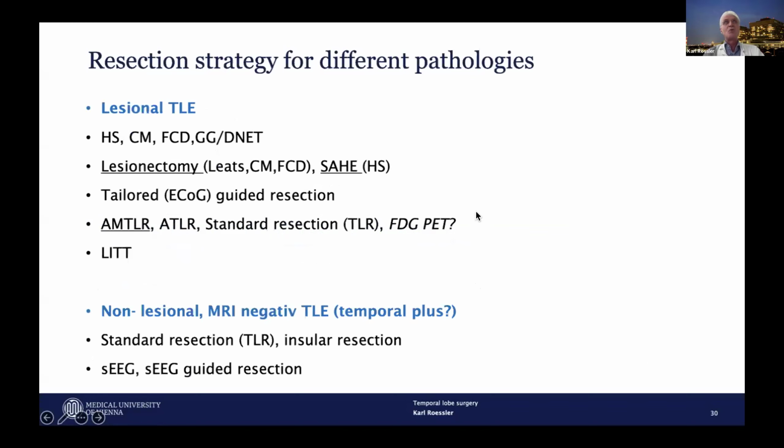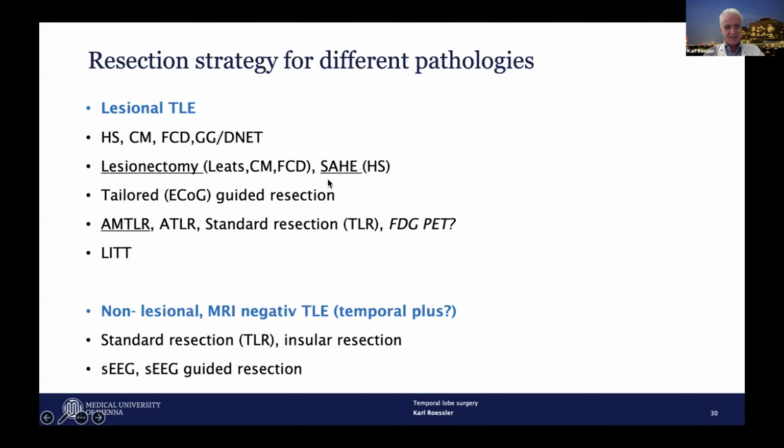Then very important are surgical strategies according to pathology. When to do a more extended resection and when to do only a selective resection. This is maybe best answered if you divide your epilepsy in lesional temporal lobe epilepsies and non-lesional, MRI-negative temporal lobe epilepsies. The lesional epilepsies are very straightforward. You have lesions like cavernoma, cortical dysplasia, long-term epilepsy-associated tumors. For that, you can do lesionectomies. If you have intraoperative electrocorticography, you can maybe decide to take more than the lesion if you see spikes around. But more or less, for these lesions, only lesionectomies are indicated.